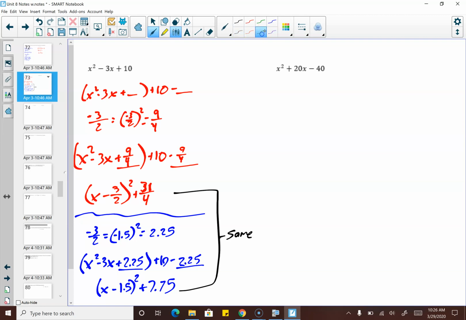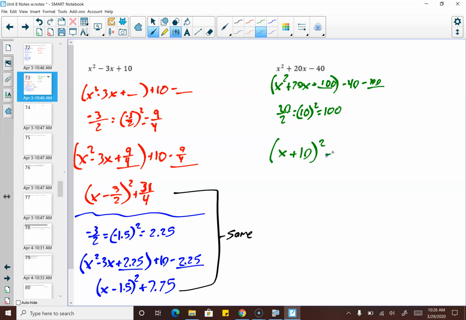For x squared plus 20x minus 40, x squared plus 20x plus a line, minus 40 minus a line. So we take that middle number, 20 divided by 2 is 10. 10 squared is 100. So we're 100 on the inside, 100 on the outside. You get x, it's a positive 10, so plus 10 squared. And then negative 40 minus 100 is negative 140. So there we get our equivalent expression completing the square: x plus 10 squared in parentheses minus 140.